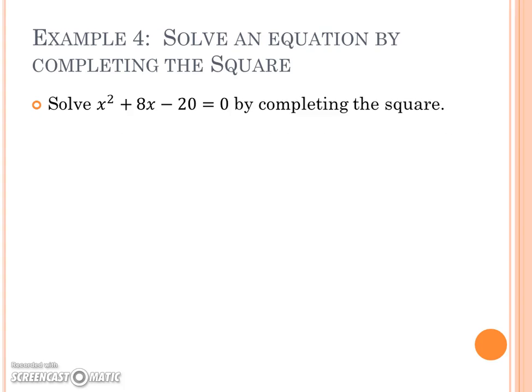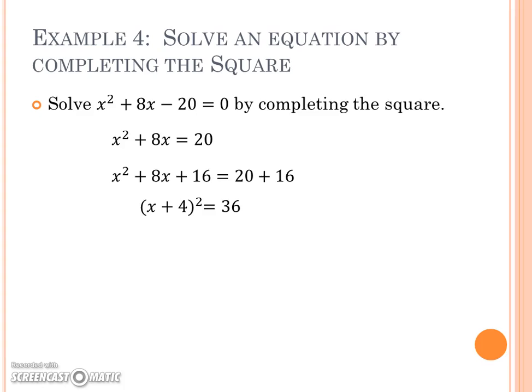x squared plus 8x minus 20 equals 0. We want this to be a perfect square trinomial, and it is not right now. So we're going to add 20 to both sides to get the 20 out of our trinomial. We take half of 8 and then square it to get 16, so we add 16 to both sides of the equation. On the left we have a perfect square trinomial now. It's (x plus 4) squared, and then 20 and 16 make 36.